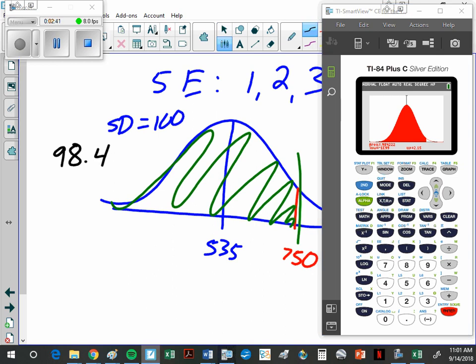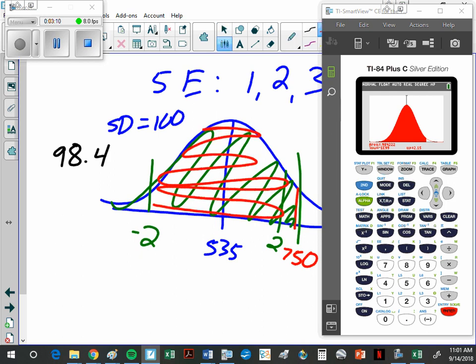Why does that sound reasonable? How do I know that's probably correct? Just by looking at it. It is a large portion. If I were to go out to z equals 2 and z equals negative 2, I would capture 95%. So there's 95% here, and then I add a little bit on this side, and a little bit on this side. 98.4 sounds about right. Okay.